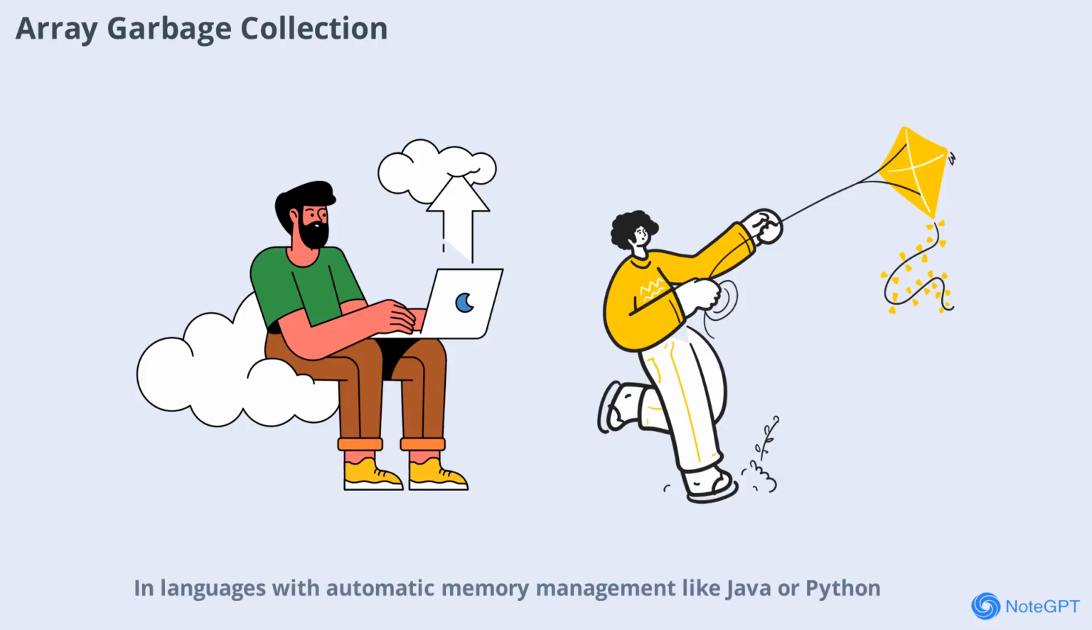In languages with automatic memory management like Java or Python, arrays that are no longer needed are cleaned up by the garbage collector. This process frees up memory and prevents leaks. However, in languages like C, you must manually release memory used by arrays. Understanding garbage collection helps you write safer and more efficient programs.